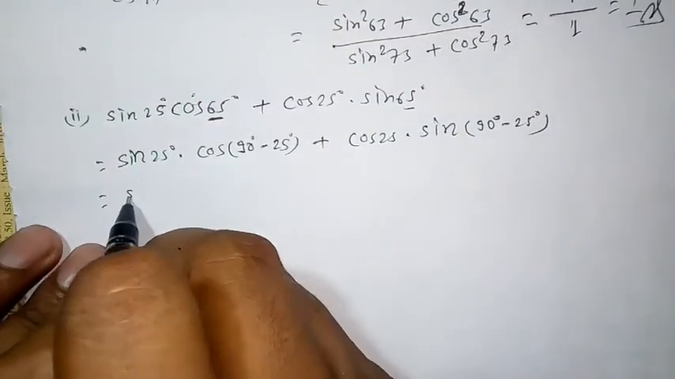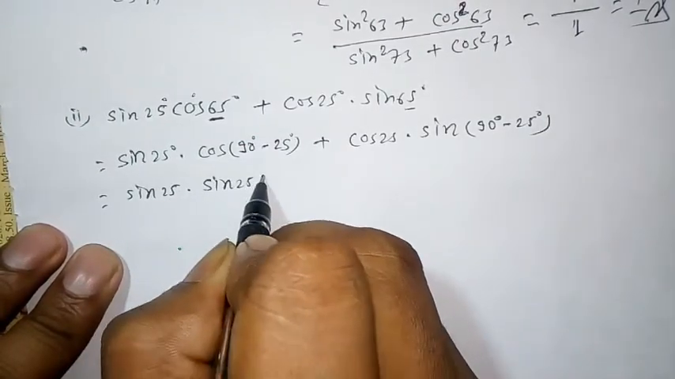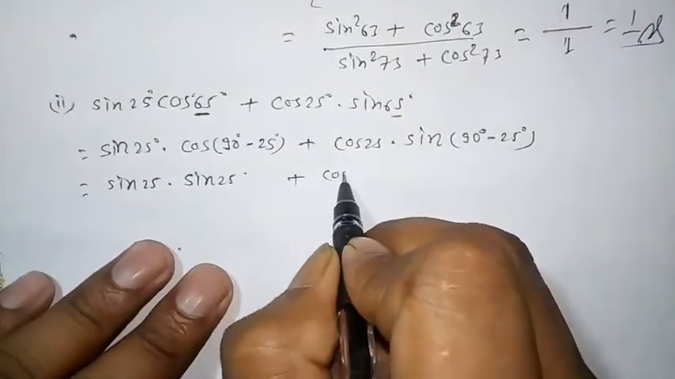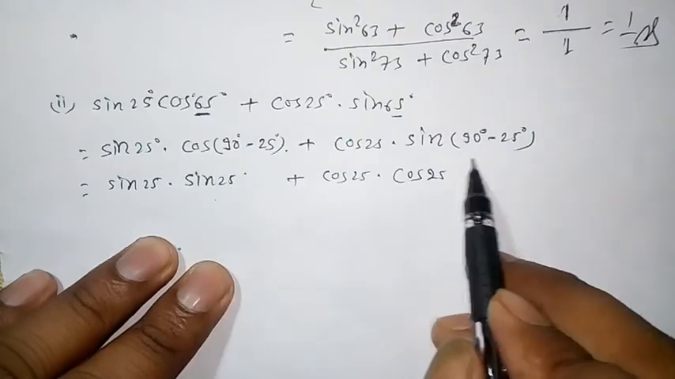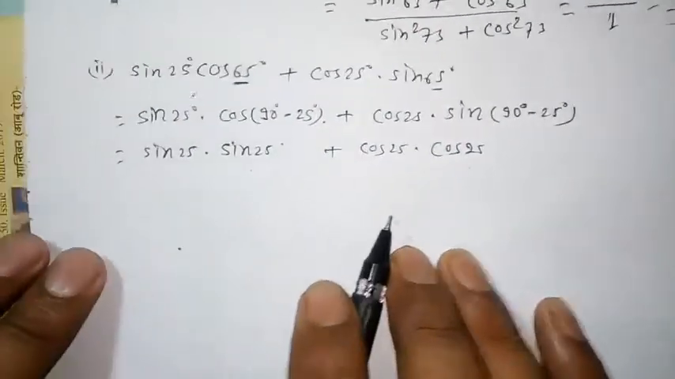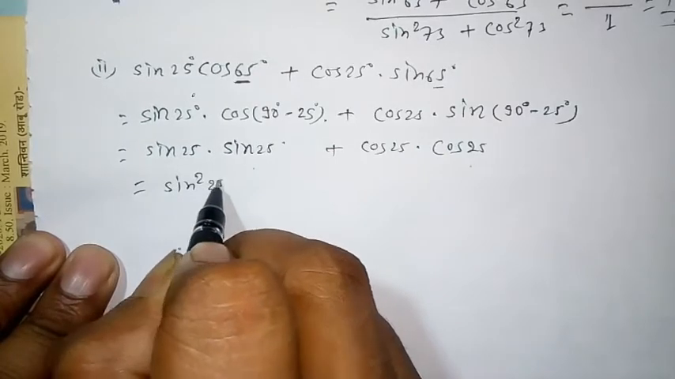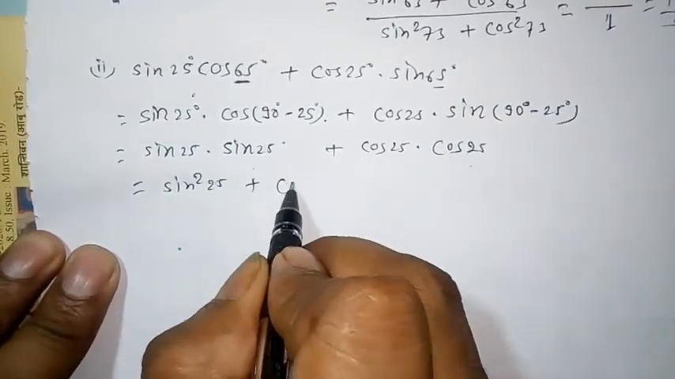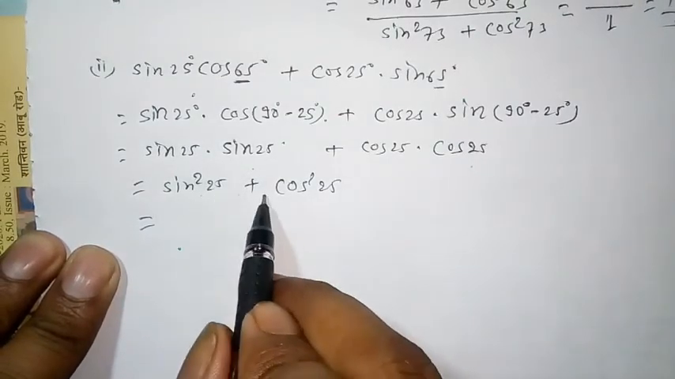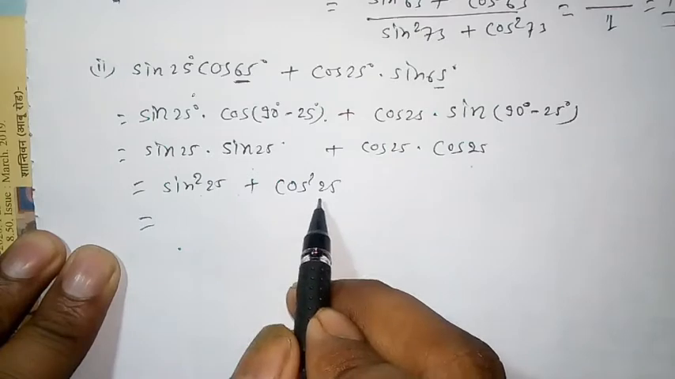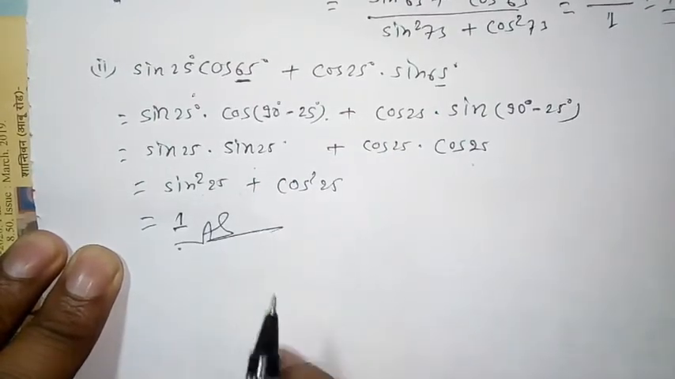This is equal to sin 25 into sin 25 plus cos 25 into cos 25, since cos (90 minus theta) is sin theta and sin (90 minus theta) is cos theta. Therefore sin 25 into sin 25 is sin square 25, plus cos 25 into cos 25 is cos square 25. Because sin square theta plus cos square theta is equal to 1, sin square 25 plus cos square 25 is equal to 1.